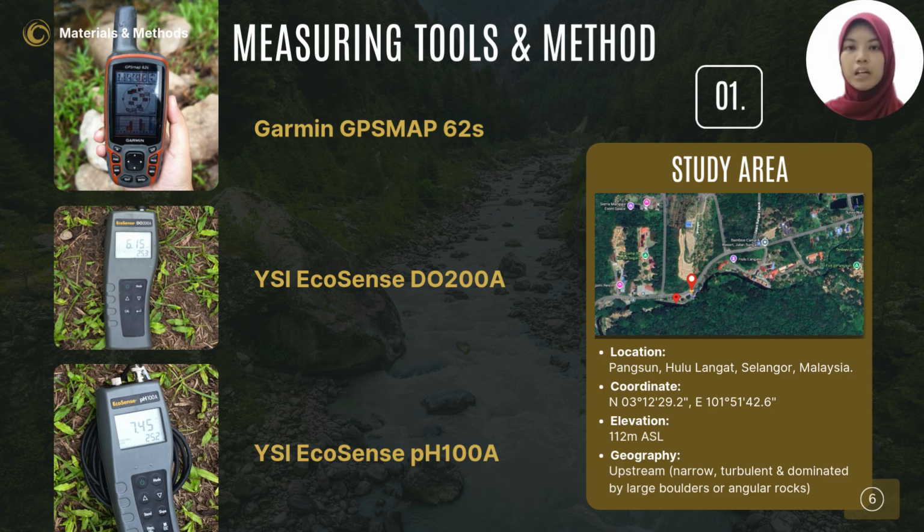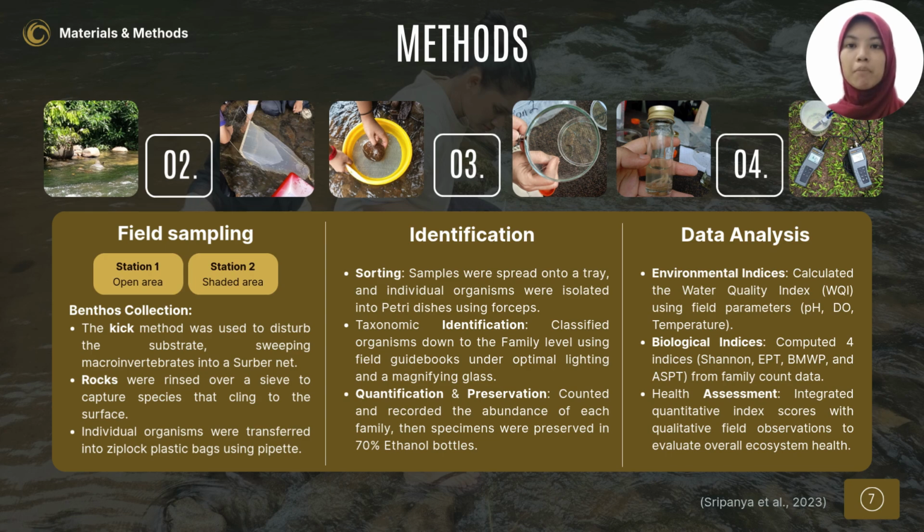Our fieldwork was conducted upstream at Pangsun in Hulu Langat, Selangor. The site sits at an elevation of 112 meters above sea level. Geographically, the upstream section is narrow and turbulent, heavily dominated by large boulders and angular rocks, which provide an ideal habitat for benthic macroinvertebrates. We sampled across two distinct stations, an open area and a shaded area.